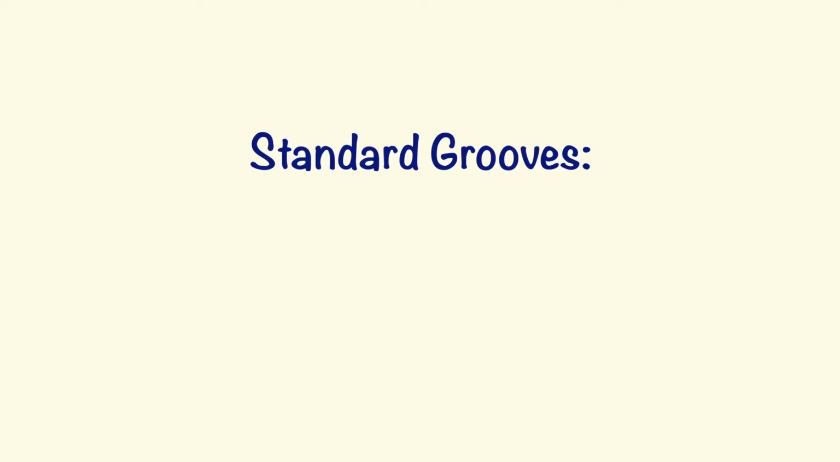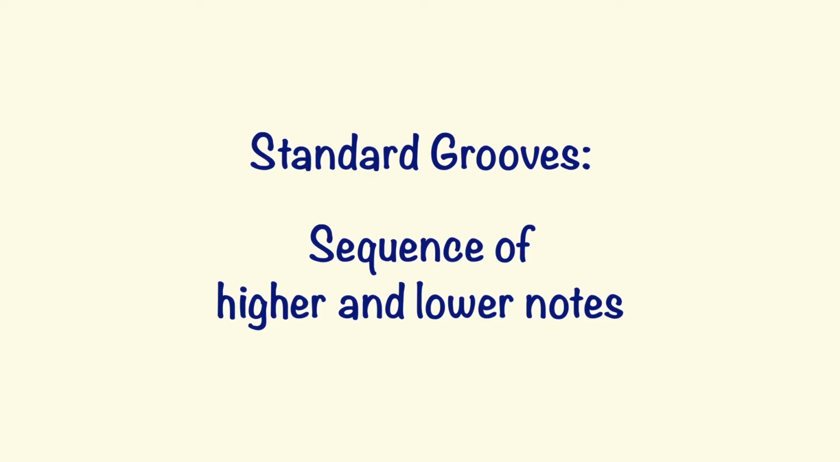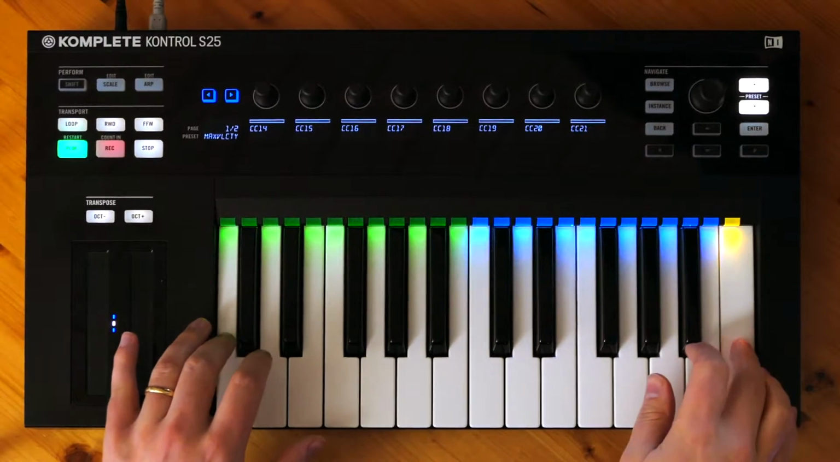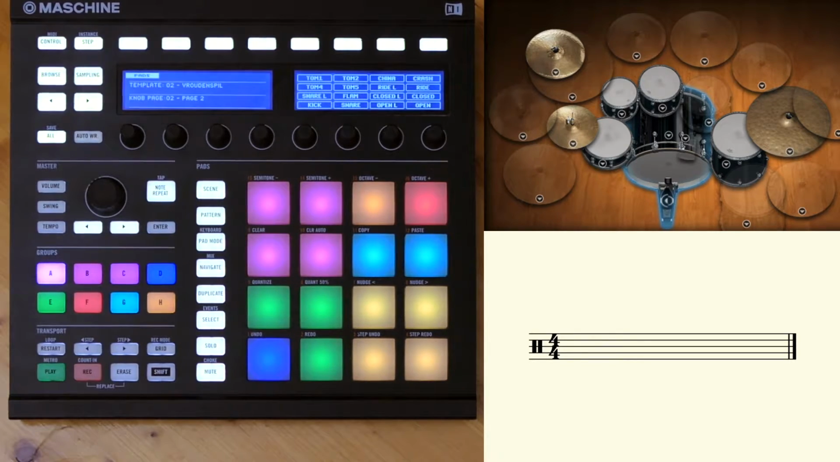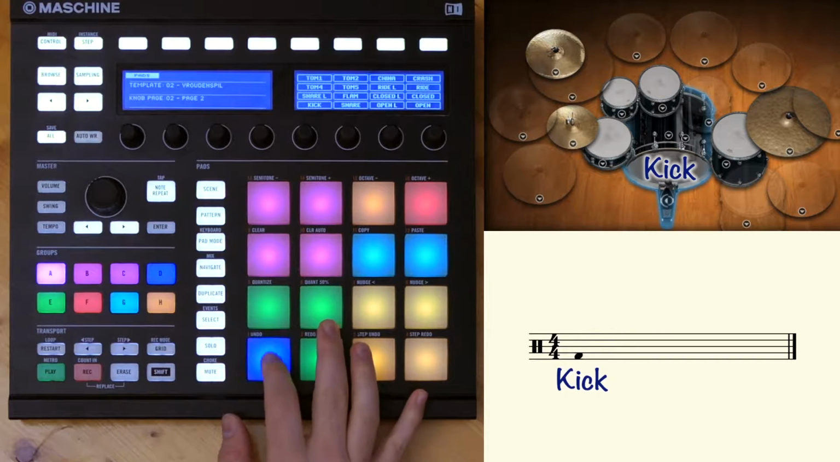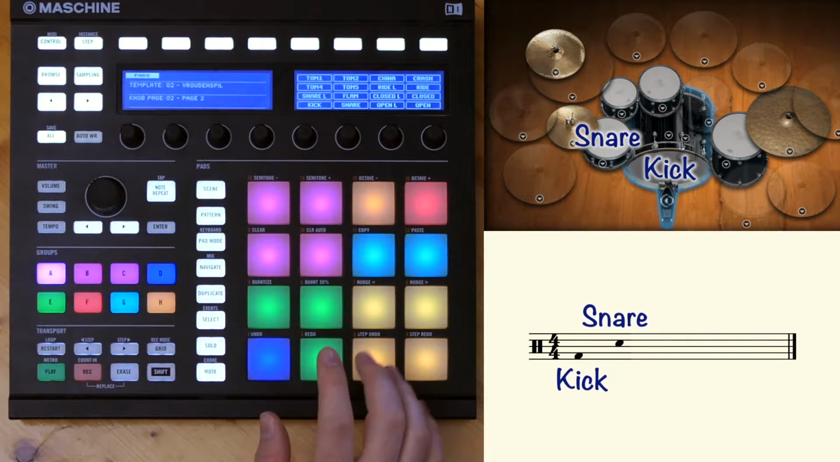Alright, let's first talk a bit about standard grooves. The most basic thing which creates a groove is a sequence of higher and lower notes. You can do this on a piano or even on your body. On a drum set, we use the kick drum for the low notes and the snare drum for the high ones.